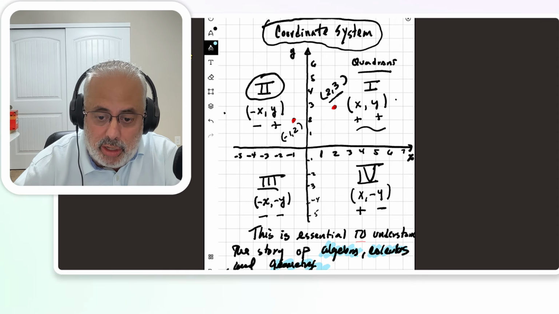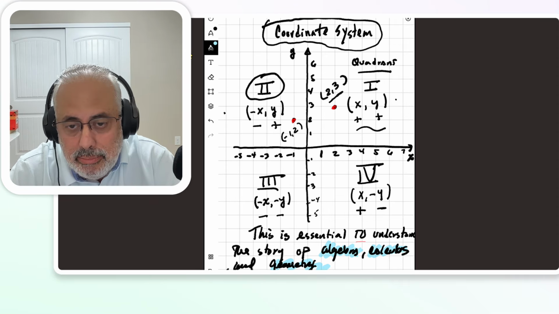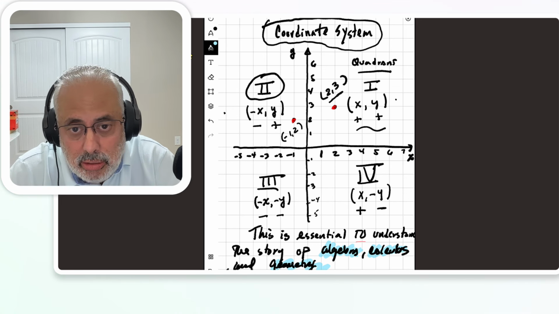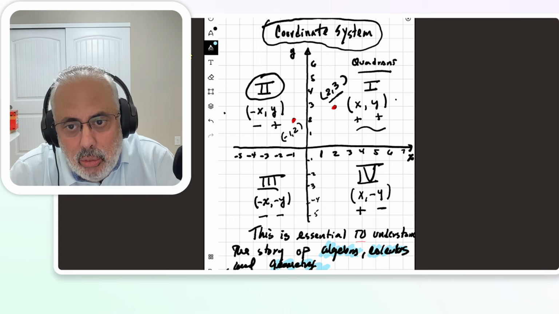They can understand then why the sign of the point on the coordinate system is cosine, sine, and when the sine is positive, when the cosine is positive, because all of that is related with x and y coordinates and the signs.